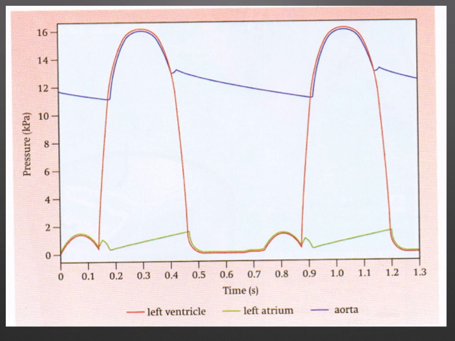Now let's have a look at the semilunar valves. Where do you find these? These are found between the ventricles and the arteries. In this graph, the aortic pressure is the graph all the way at the top, that blue line. So where the ventricular pressure and the aortic pressure intersect, something should be happening at the valves.